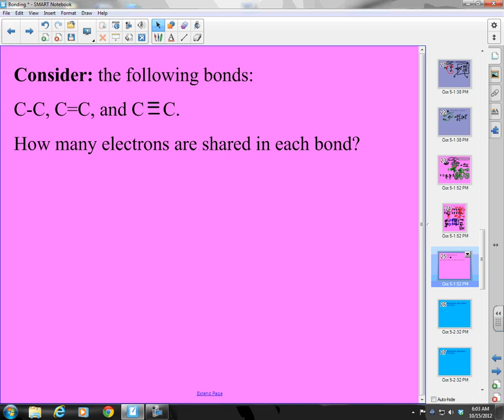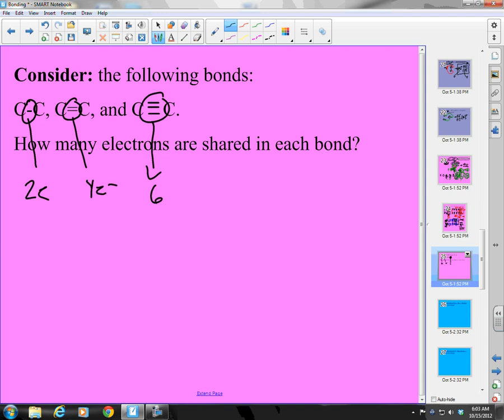Well, this is a piece of cake, right? How many electrons are shared in each bond? Well, that line means what? 2 electrons are shared. There's a double line here. That means what? 4 electrons are shared. And a triple line, that means what? 6 electrons are shared. So this is a single bond. This is a double bond. And this is a triple bond.